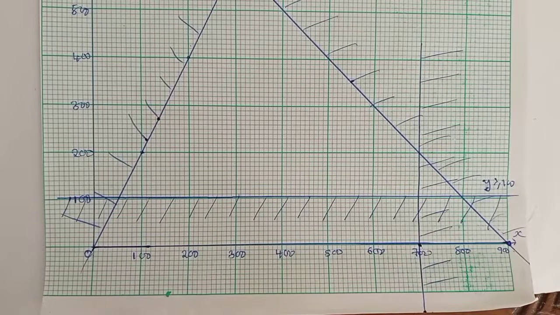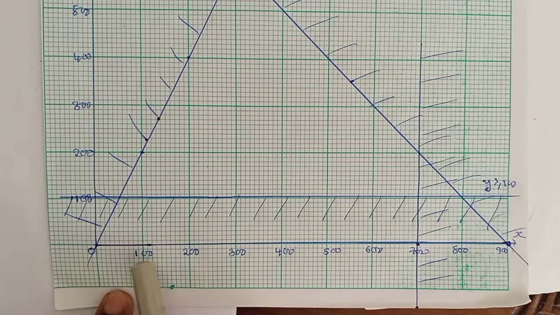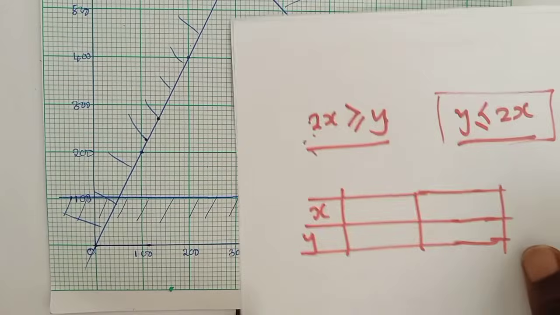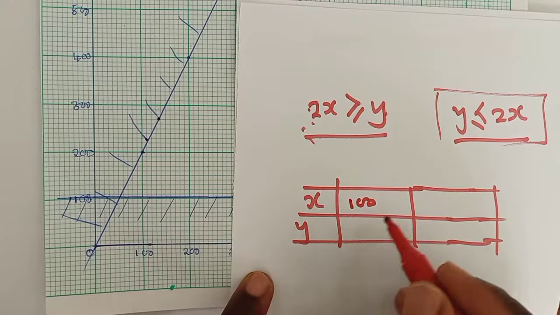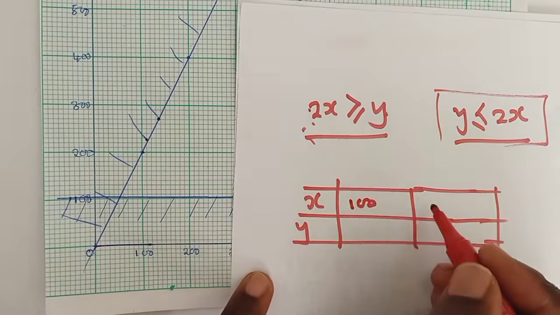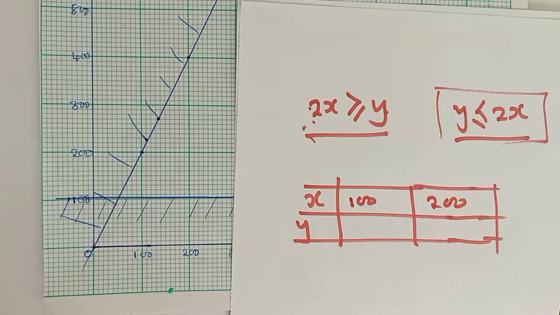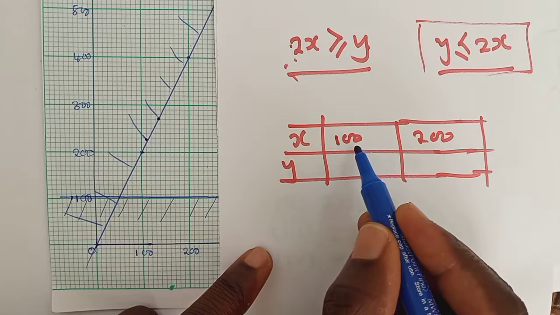You go to your x-axis. You can pick the numbers that you want. So in my case, I picked 100 and 200. So I'll say my x-axis here is 100, and again, because this is the x-axis, it's also 200. So when x is 100, what is y?